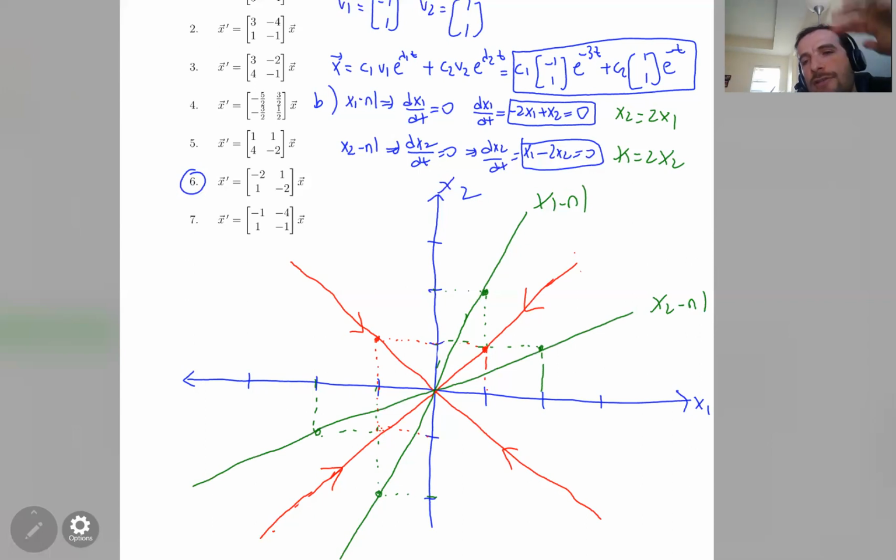Now, as you remember, null lines divide our plane into 4 regions. This is the first region, second region, third region, and the fourth region. We should find the direction of the arrows on those regions, and to do so, we look at this inequality. From the first null line, whenever negative 2x1 plus x2 is bigger than 0, remember, arrows are pointing to the right.